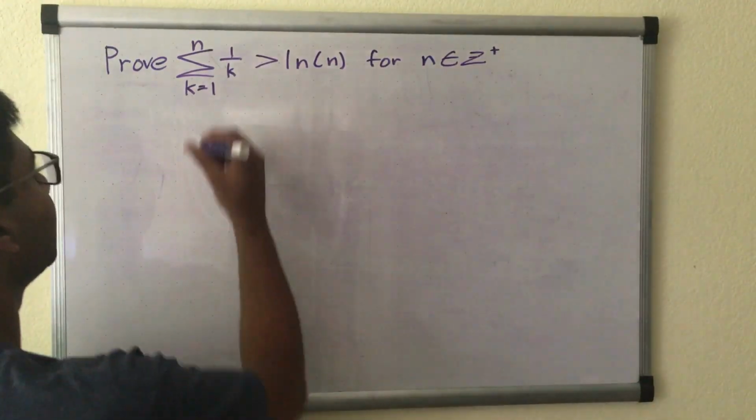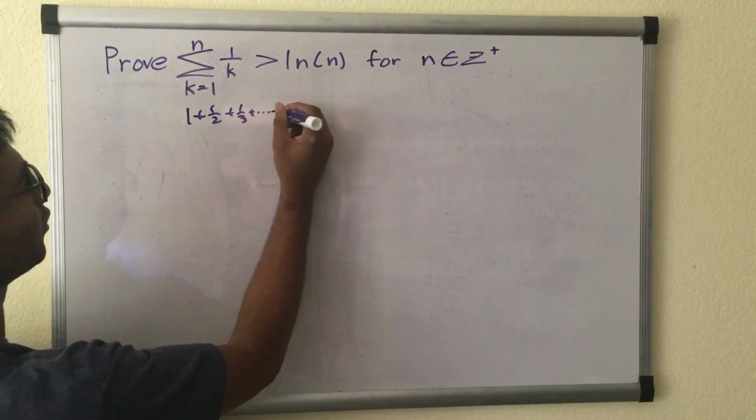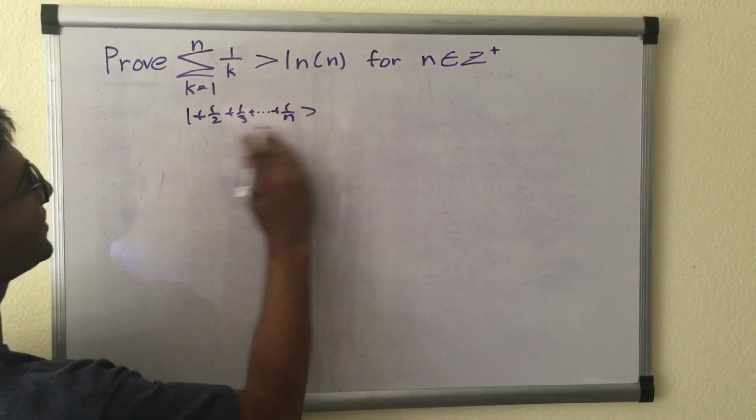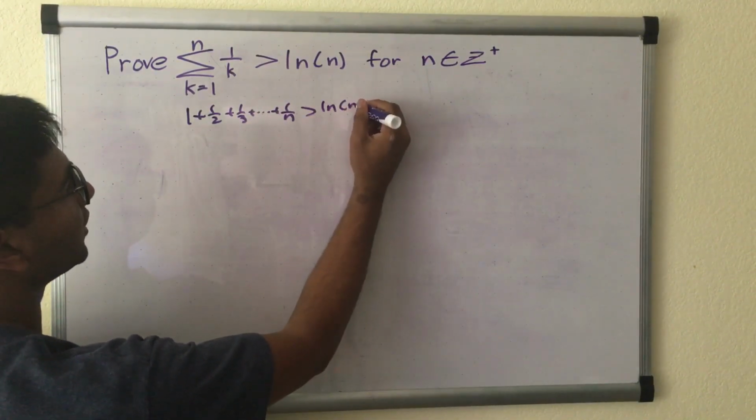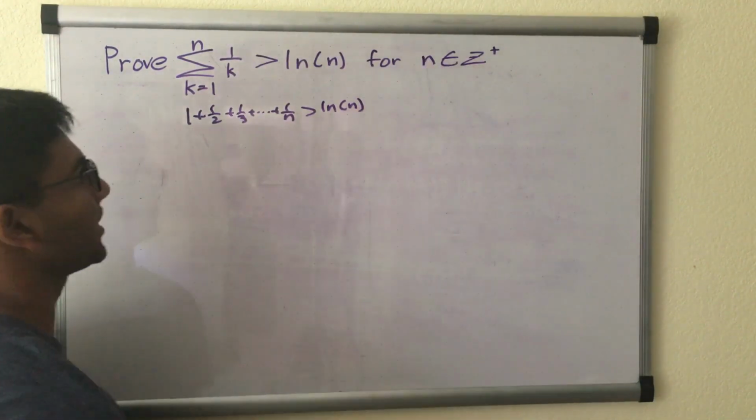Hey guys, today we're going to be proving an inequality with the harmonic series on the left that will go up to a certain 1 over n, and this sum must be greater than the natural log of the final denominator, and this must hold true for all positive integers n.